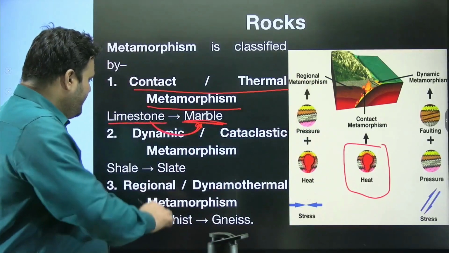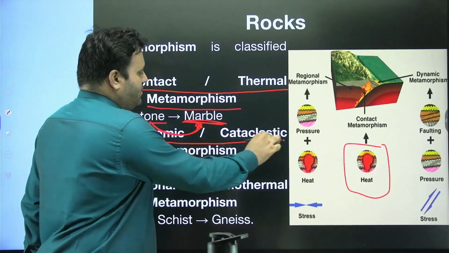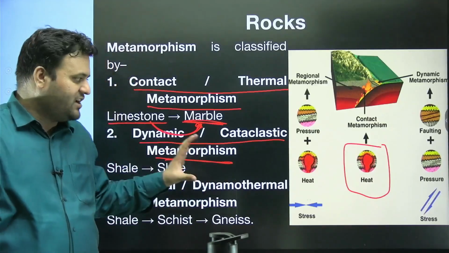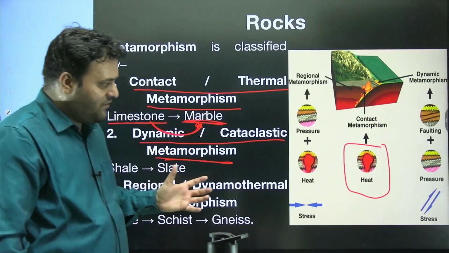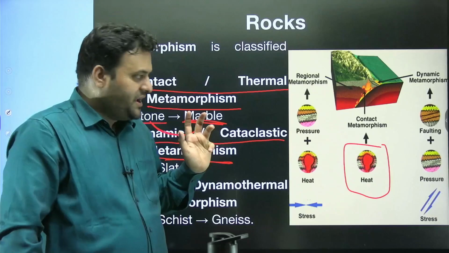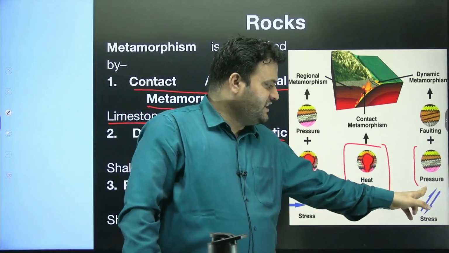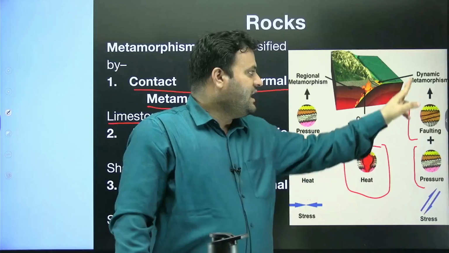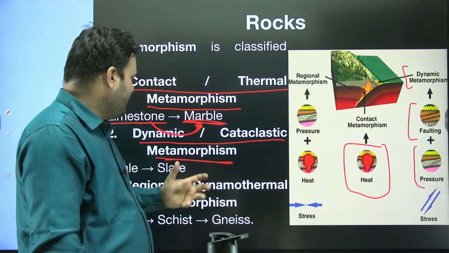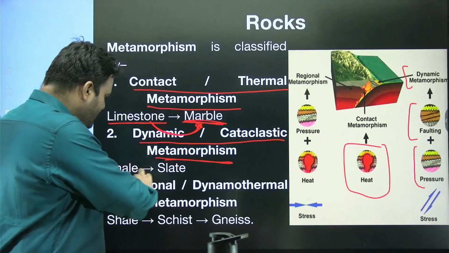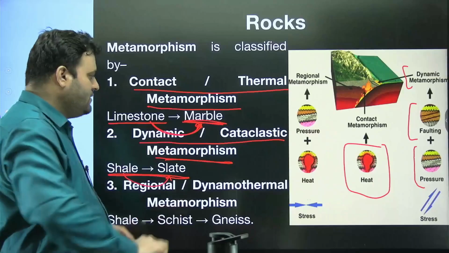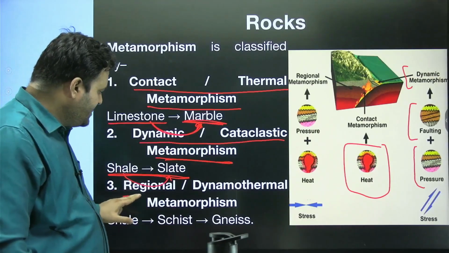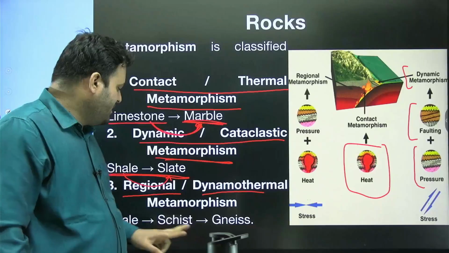Moving ahead, we have dynamic or cataclastic metamorphism. In this kind of metamorphism, we have what? We have intense pressure. As a result of this intense pressure, the rock breaks, and faulting takes place. So when shale is converting into slate, that process is known as dynamic or cataclastic metamorphism.